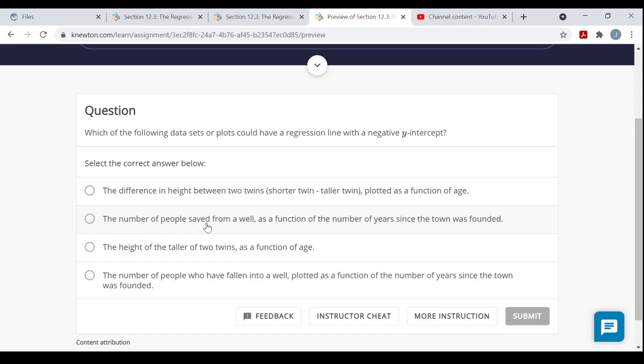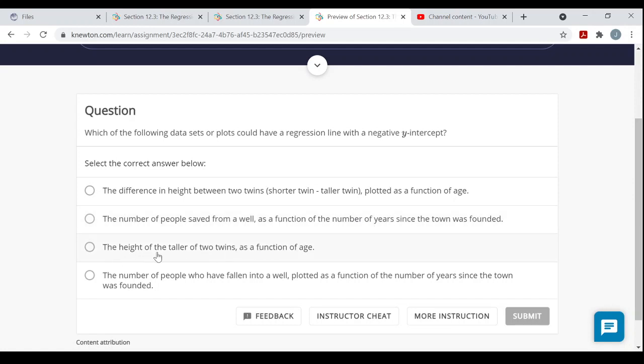The number of people saved from a well as a function of the number of years since the town was founded. Well, here, year 0 would be the exact moment, the year the town was founded. And the number of people saved from a well can't be negative. You can either save no people or positive numbers of people. So this y-intercept here can't be negative.